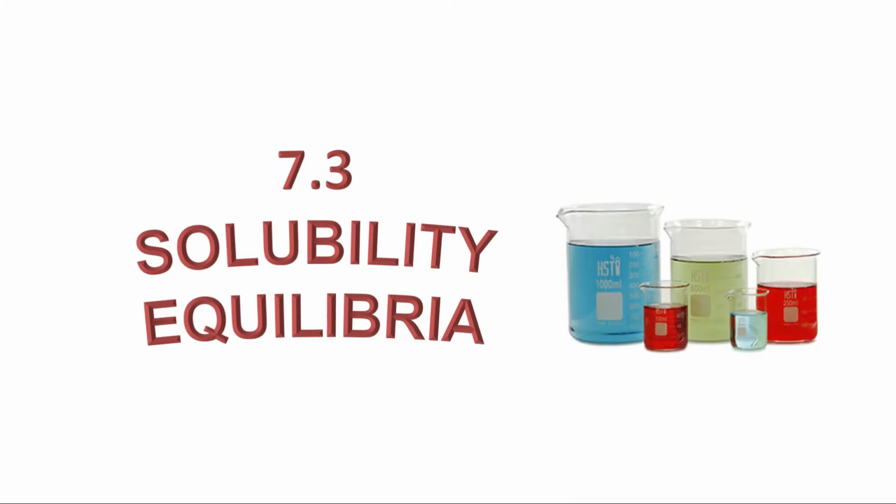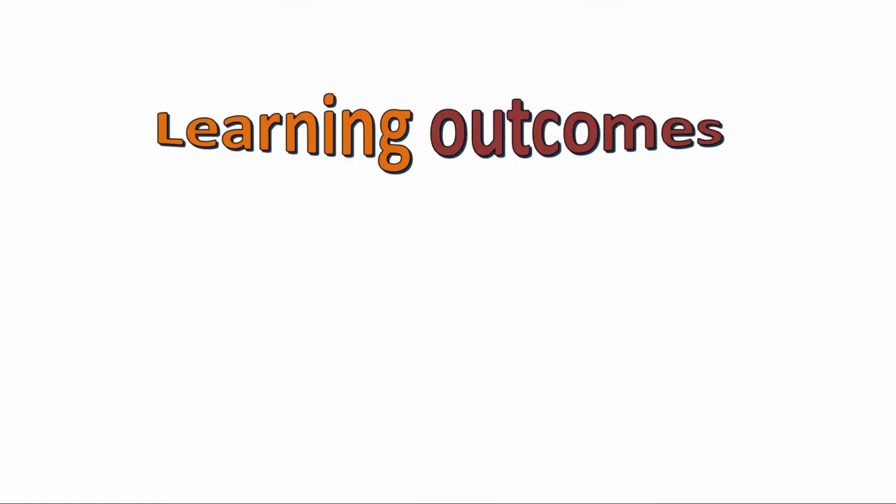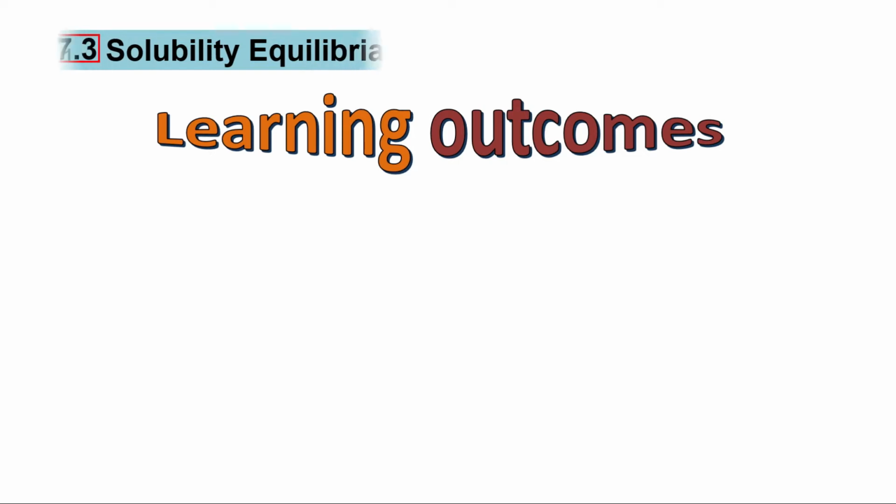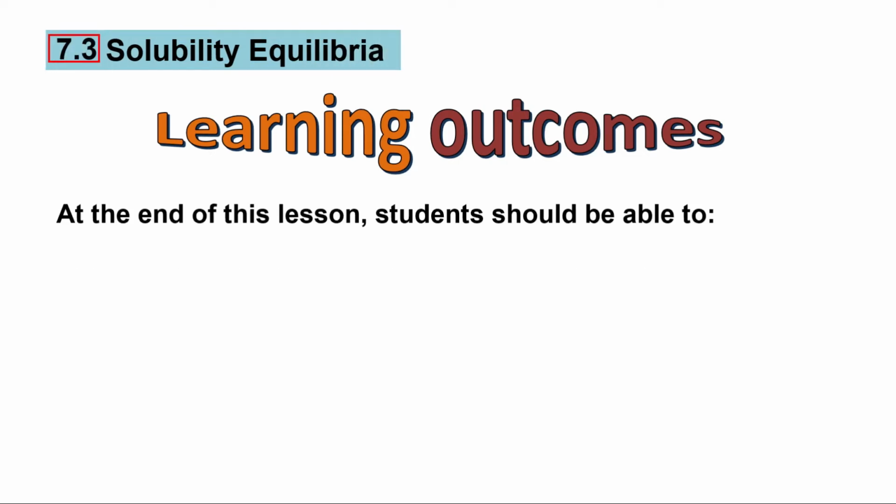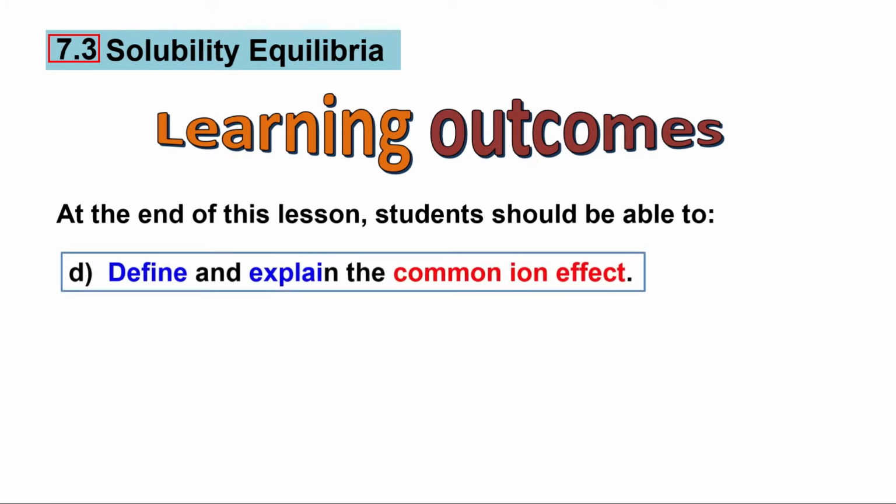7.3 is regarding solubility equilibria. Here are the learning outcomes. At the end of this lesson, students should be able to define and explain the common ion effect. So are you ready? Let's go.